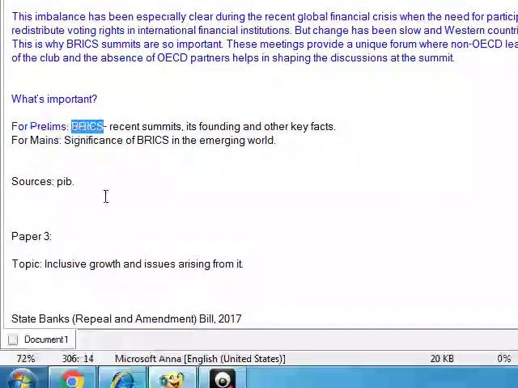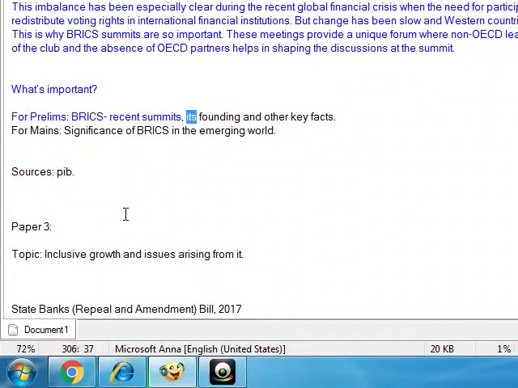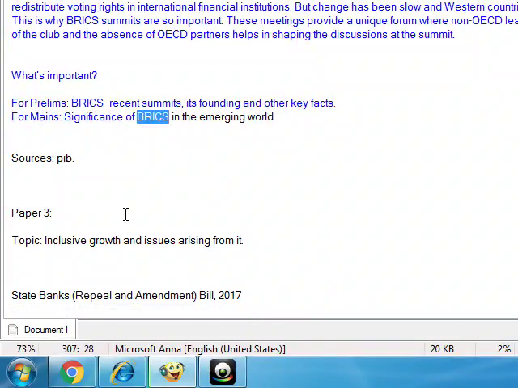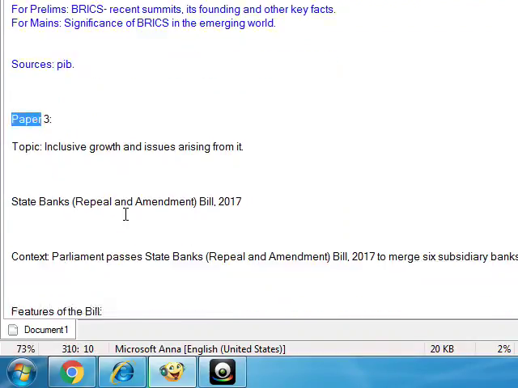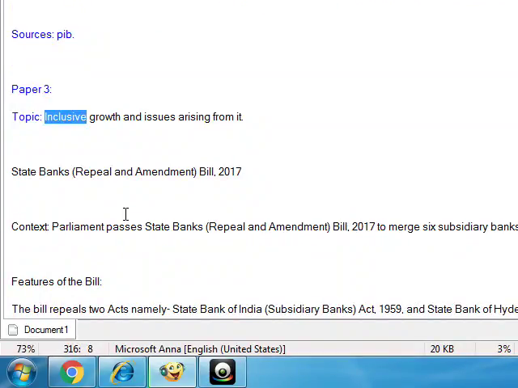Our prelims, BRICS, recent summits, its funding and other key facts. For mains, significance of BRICS in the emerging world. Sources, Paper 3. Topic, Inclusive growth and issues arising from it.